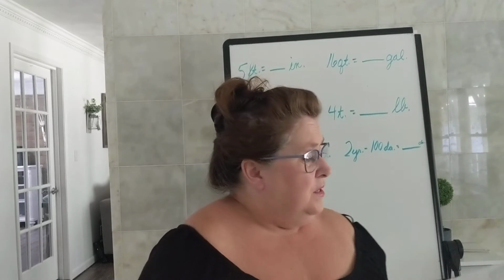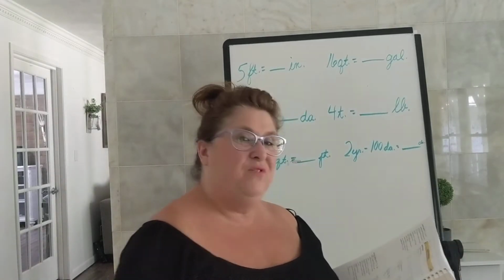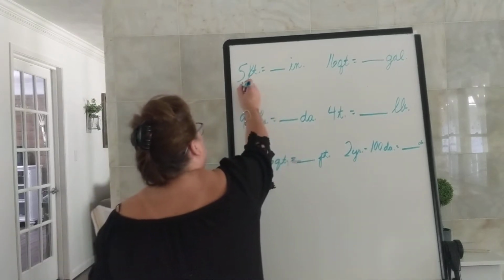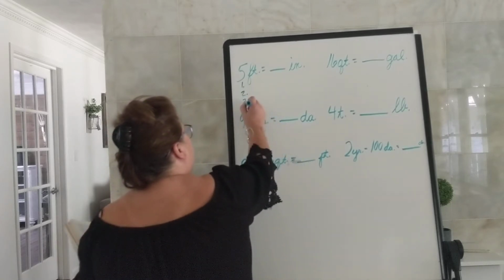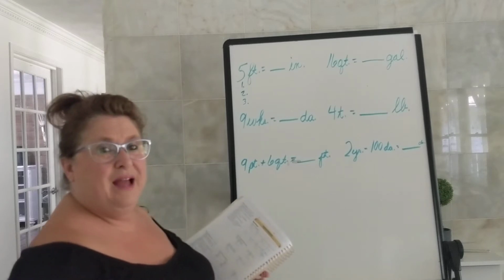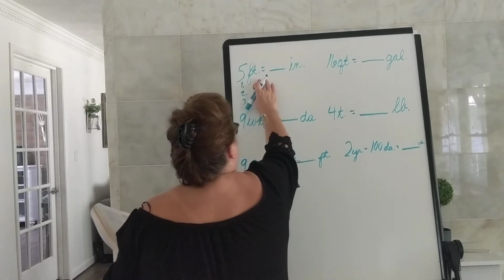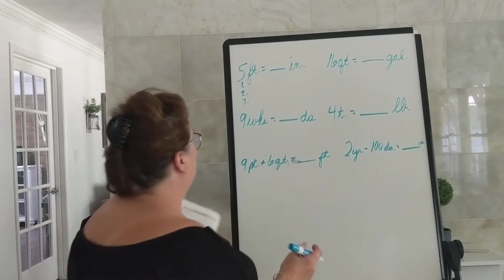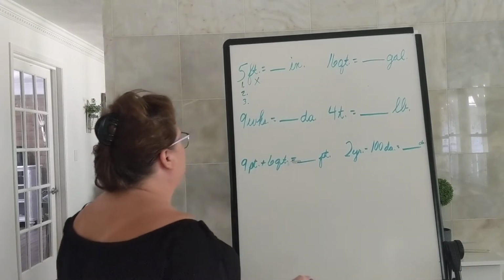All right, so section number 1 on page 49, let's look at our first problem. It says 5 feet equals how many inches? We all know that we have 3 steps in converting measures. Our first step is to decide if we're going to multiply or divide. Larger to smaller, multiply. Smaller to larger, then you divide. We are going from feet to inches, so that is definitely larger to smaller, so we are going to multiply. We put our x beside our step number 1.